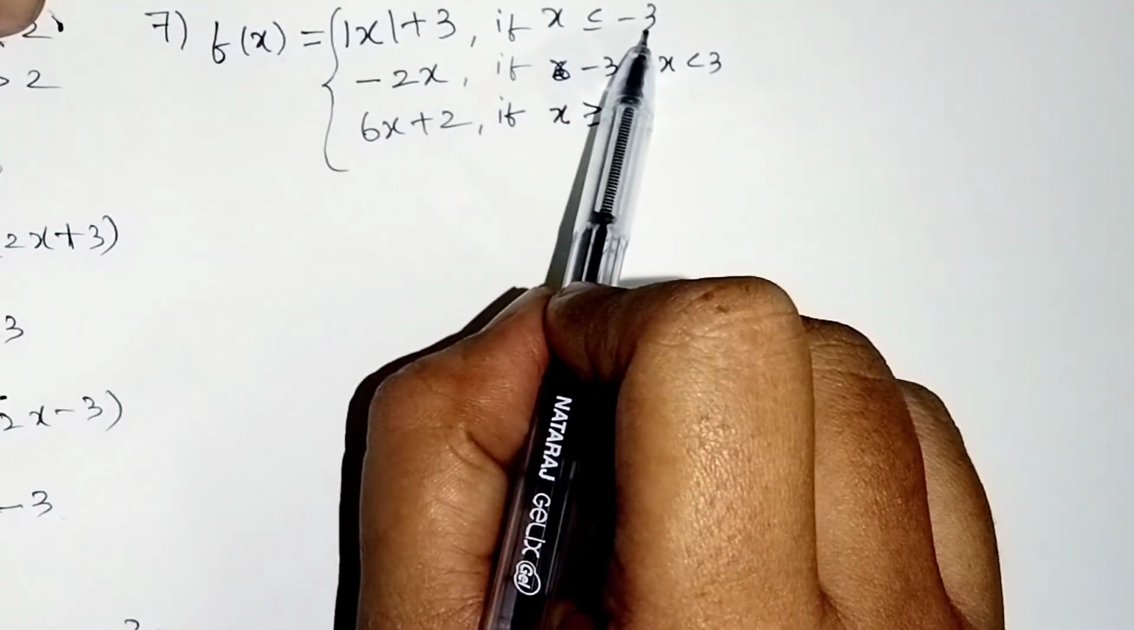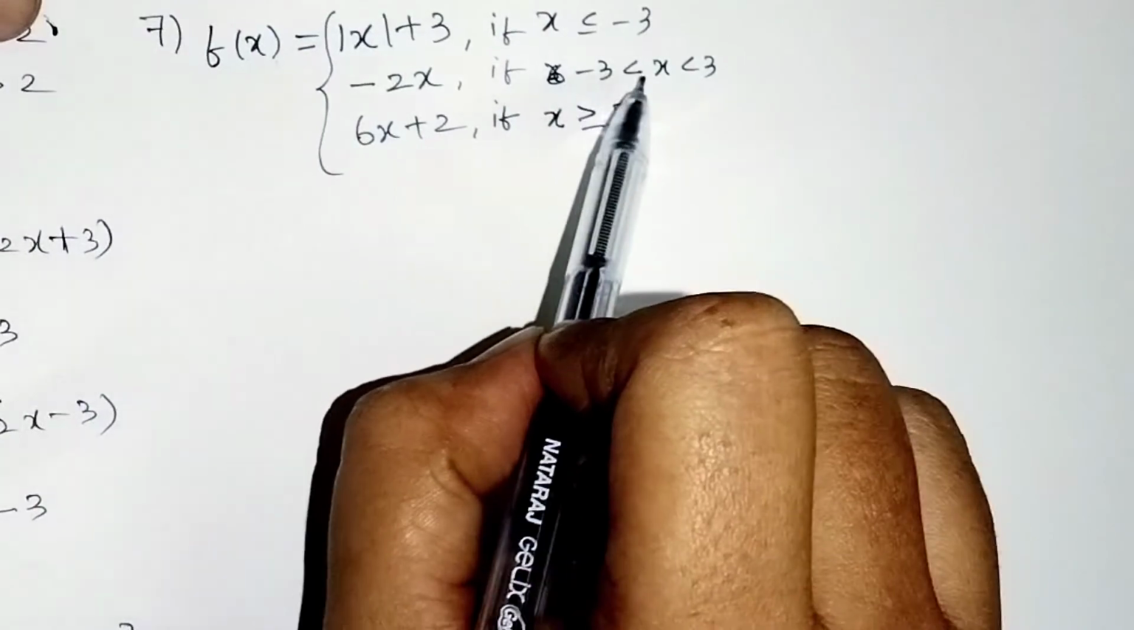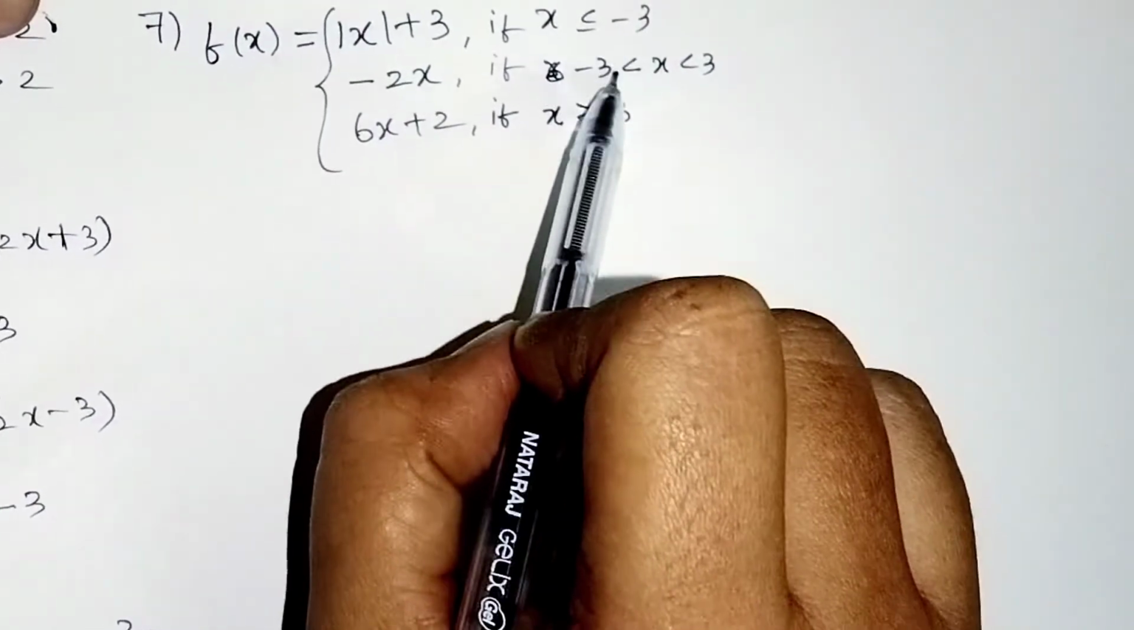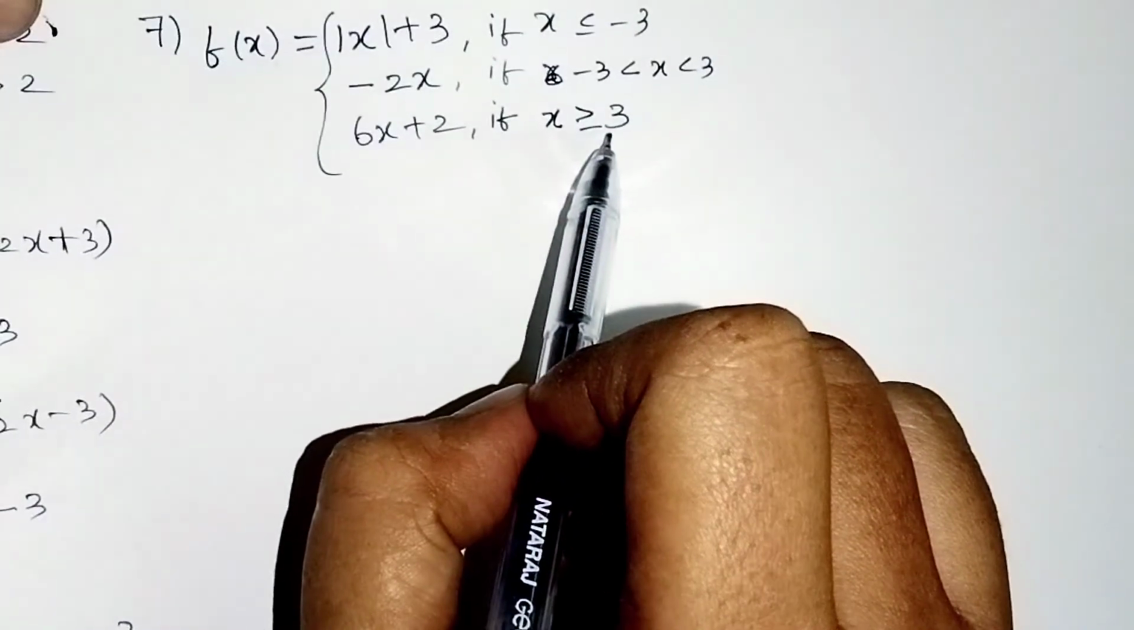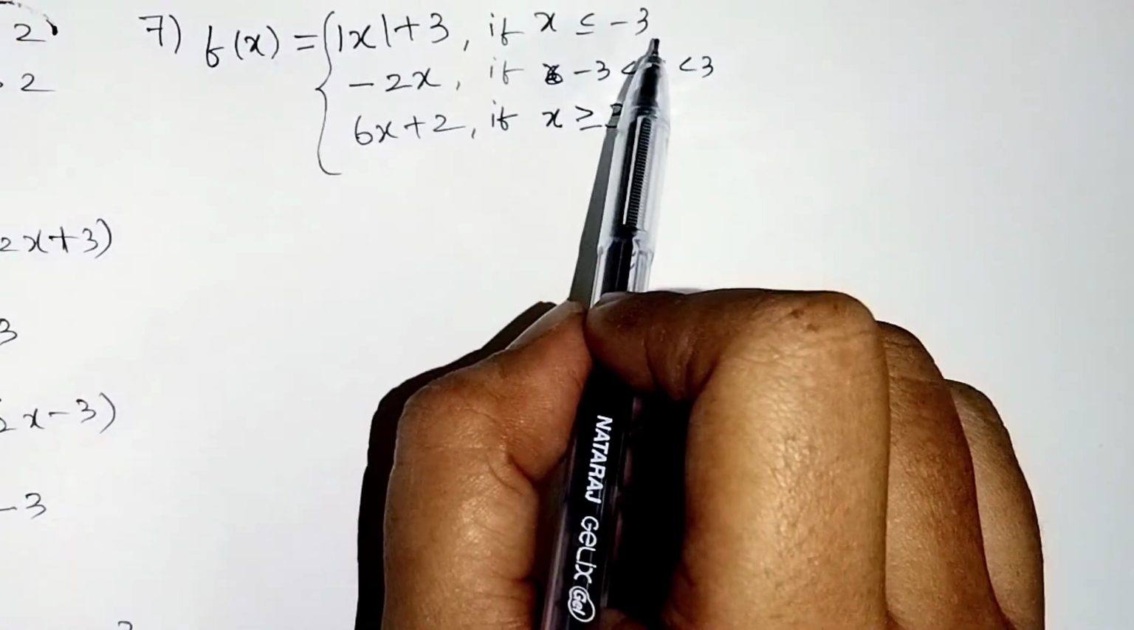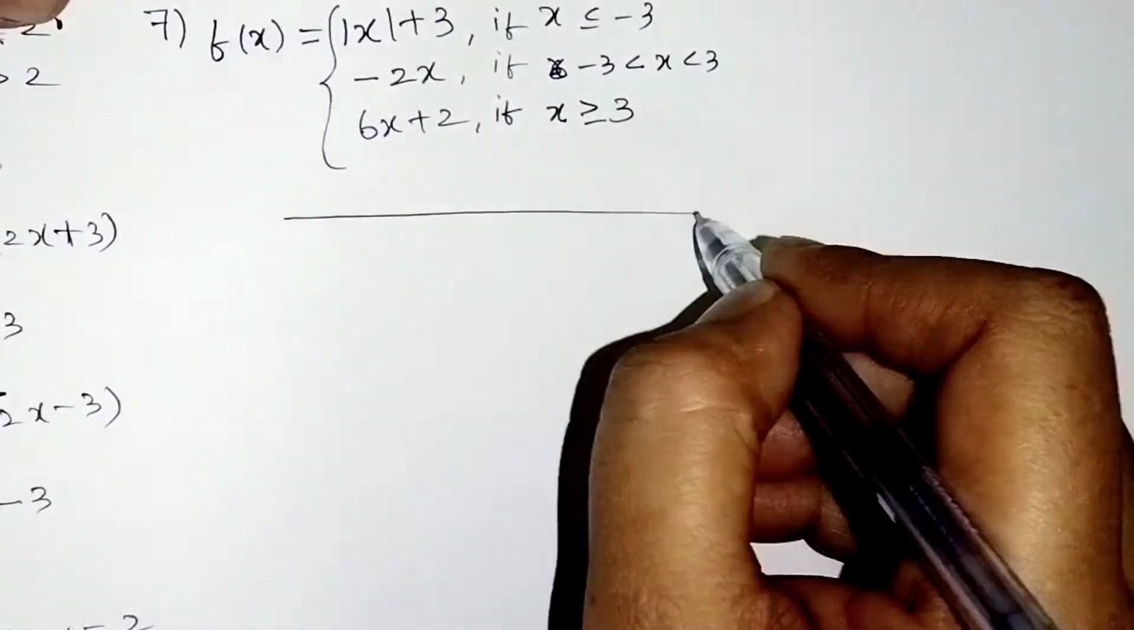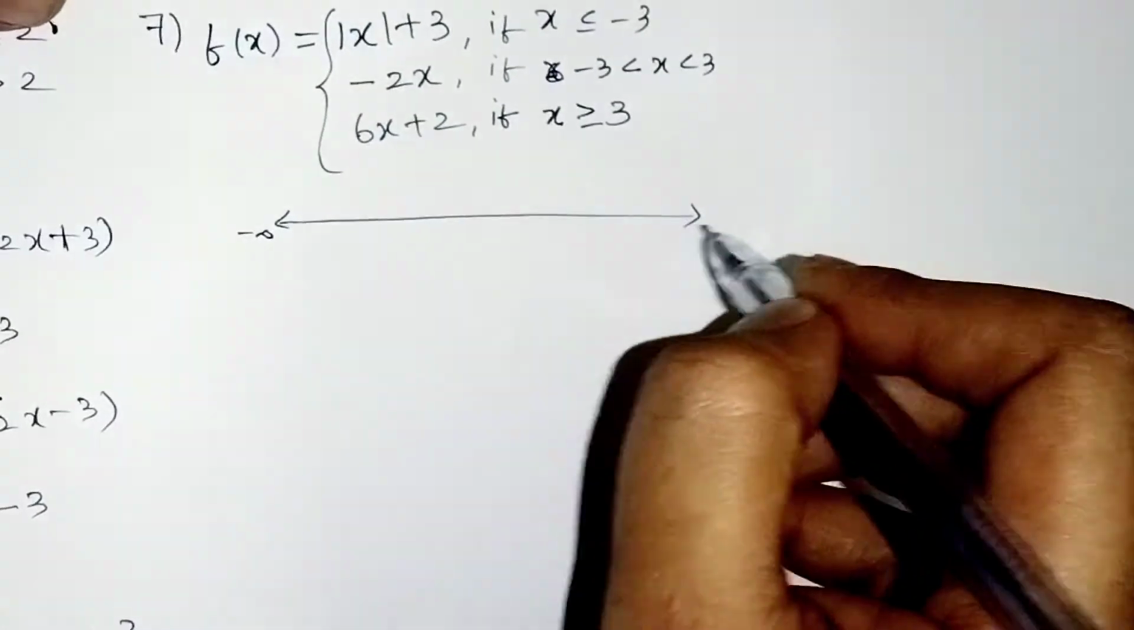Continuity, if any, and we have the functions. Here if you see, for minus 3, x less than or equal to minus 3 and x greater than minus 3. Both are defined. For 3 also, x less than 3 and x greater than or equal to 3. Both are defined. So we have two numbers, minus 3 and 3. So carefully we'll plot the number line.